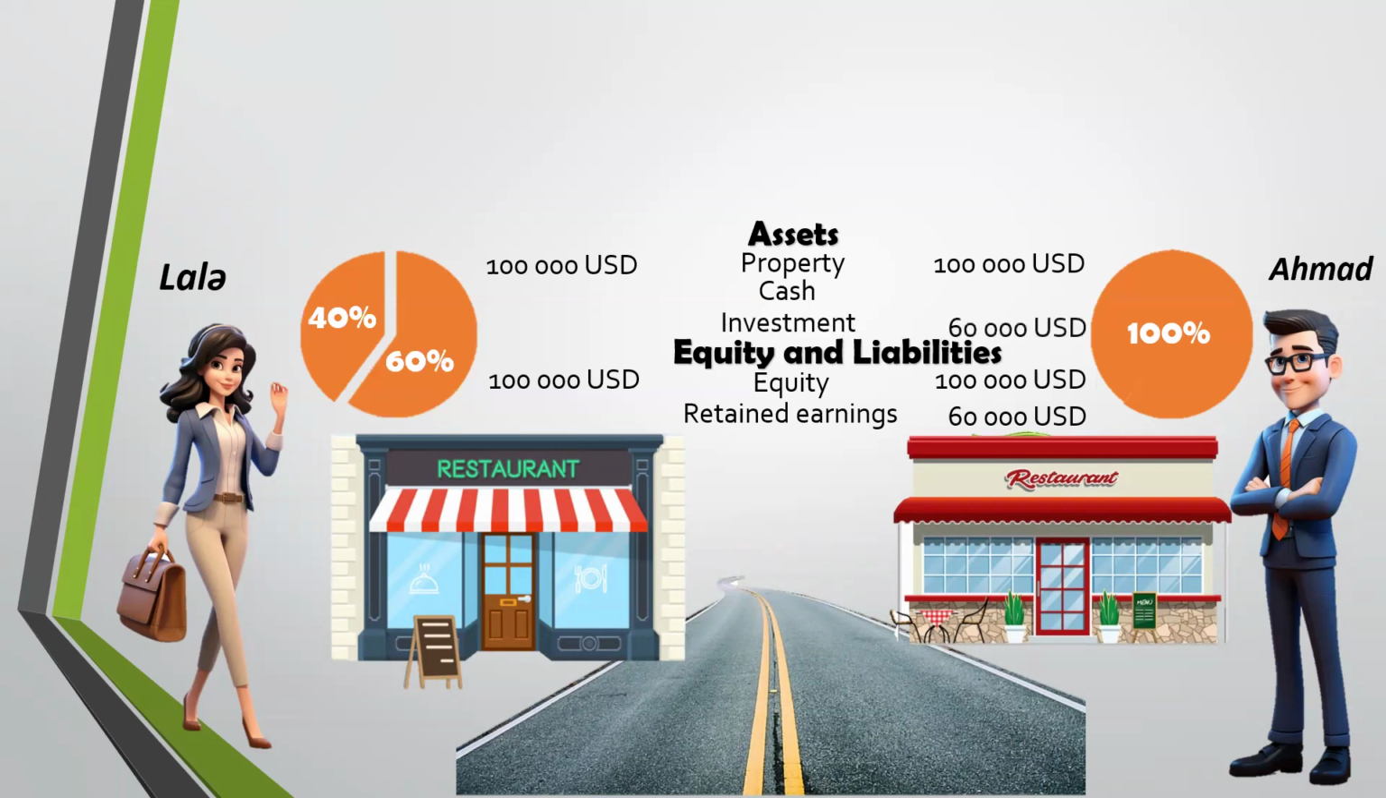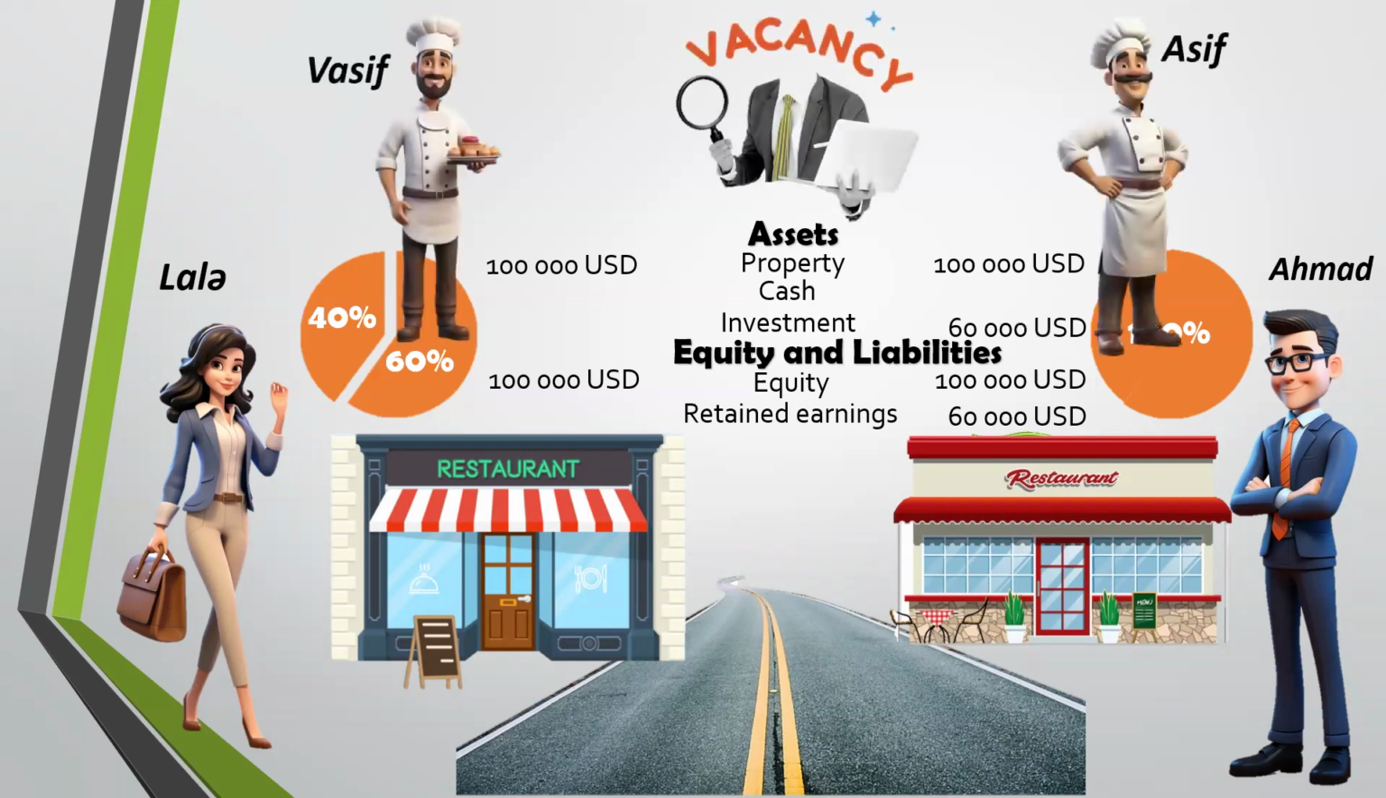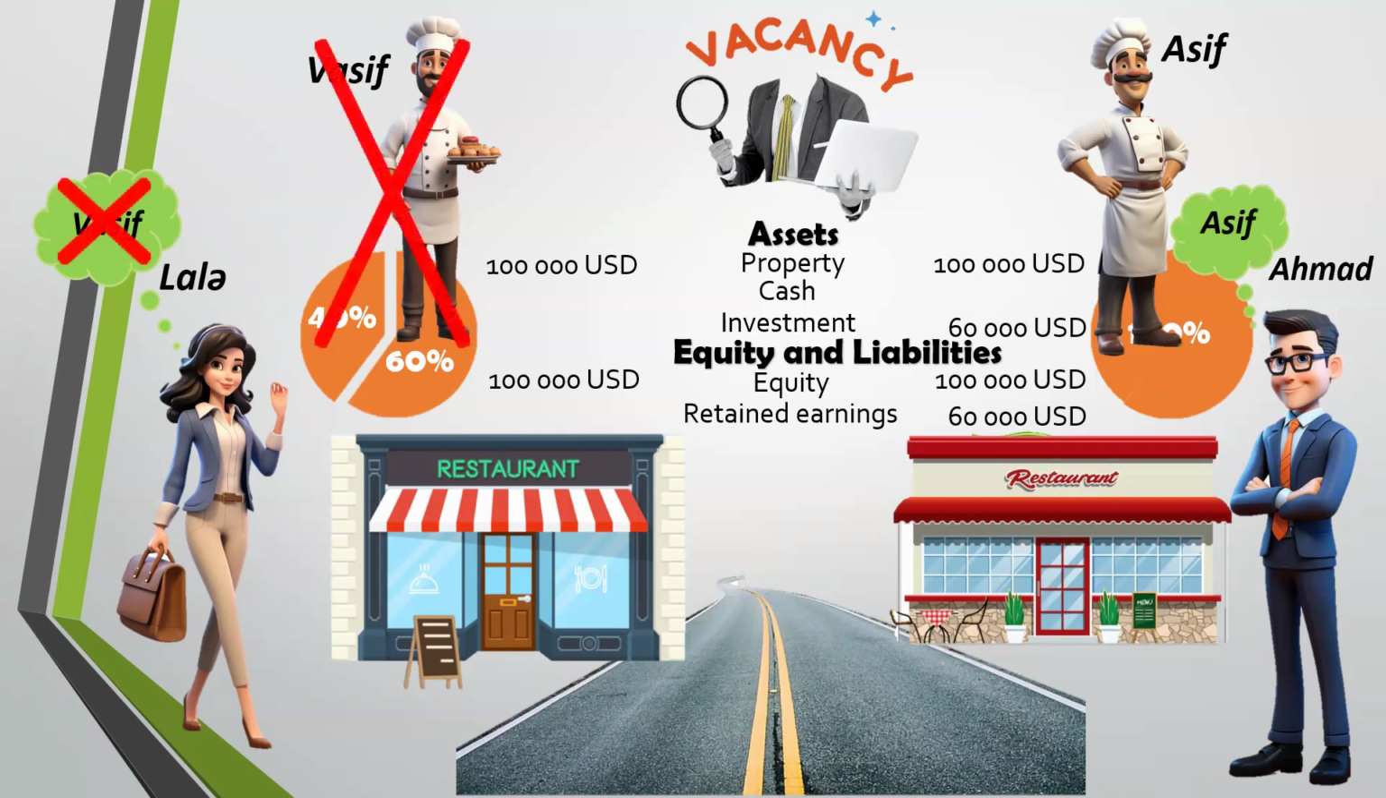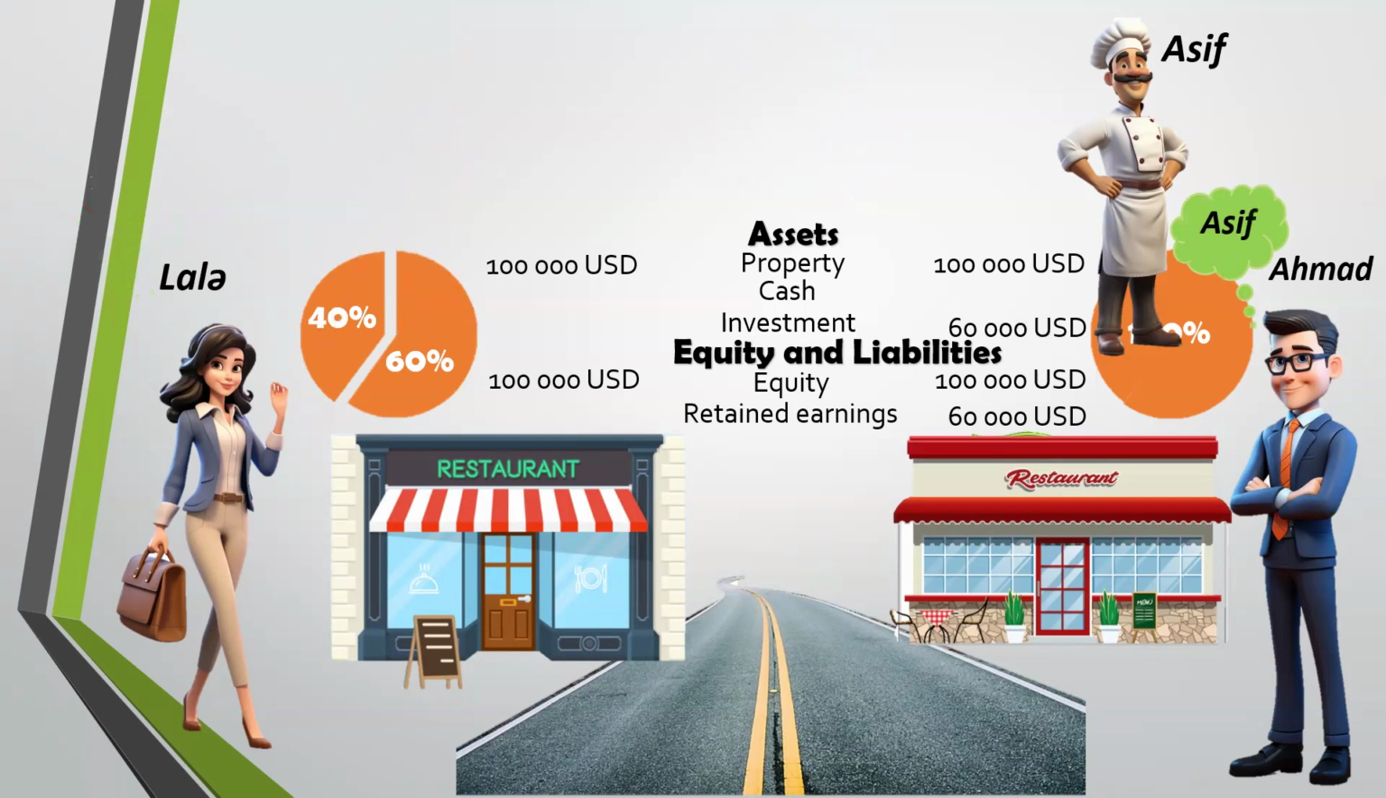In the balance of Ahmed's restaurant, the amount paid is treated as an investment. Acquisition of 60% of the company means taking over the management and control of the other company. How do we understand this? Let's imagine that the restaurant, which was founded by Lala, needs a cook. They are stuck between two options, Vasif and Asif. Lala wants Vasif to be hired, but Ahmed prefers Asif. However, since 60% of the shares in the company are owned by Ahmed, the candidate supported by Ahmed will be hired, not the candidate supported by Lala.